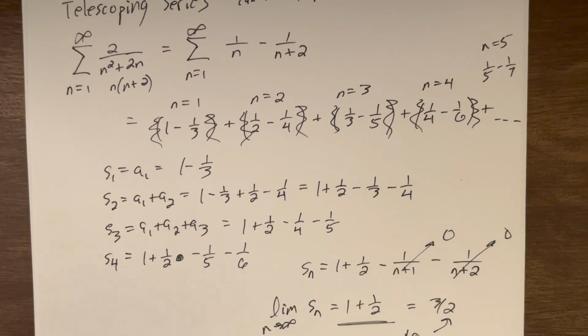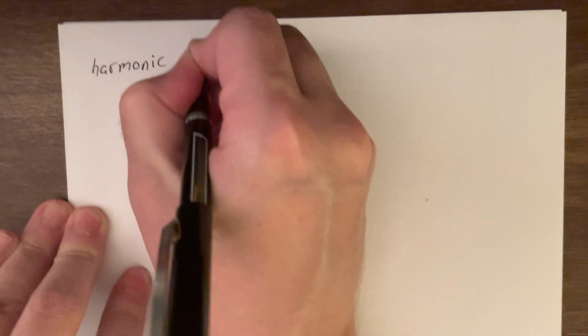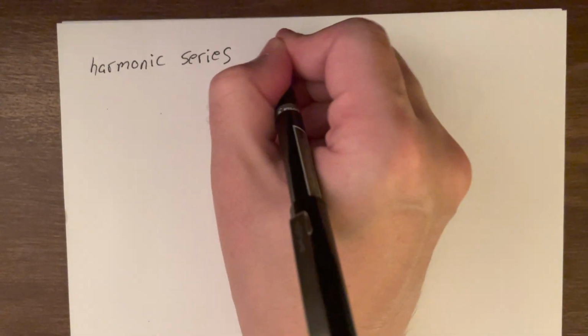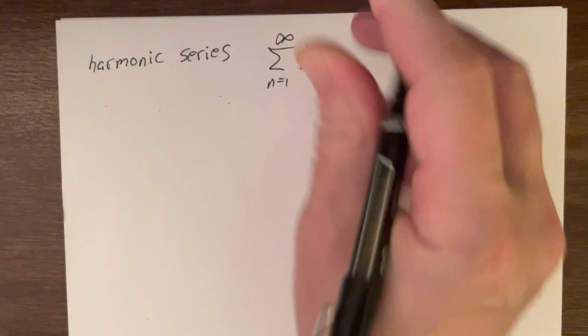We are very close, but we have a few more important pieces to be discussed. Next is its own special series. Not a type of series, literally just one series. And it is known as the harmonic series. It is the series 1 over n.